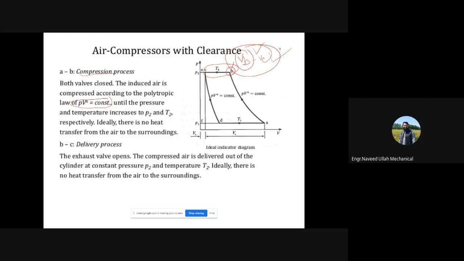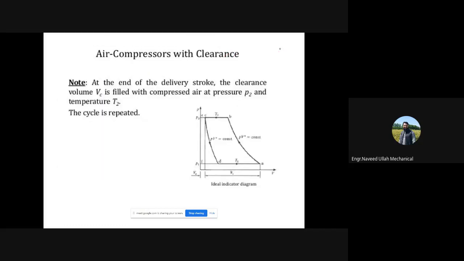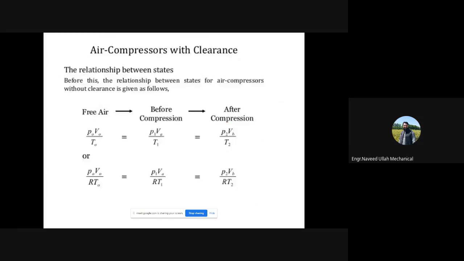Now I think next it is discussed: air compressor with clearance. So they are saying that at the end of the delivery stroke, the clearance volume VC is filled with compressed air at pressure P2 and temperature T2. The cycle is repeated, right? So expansion takes place, and then induction takes place, and the induction volume will be your VA minus VD. Then compression takes place, polytropic compression. This is also polytropic expansion, polytropic compression, induction, and this will be the delivery, and it repeats itself. Okay, so you understood this.